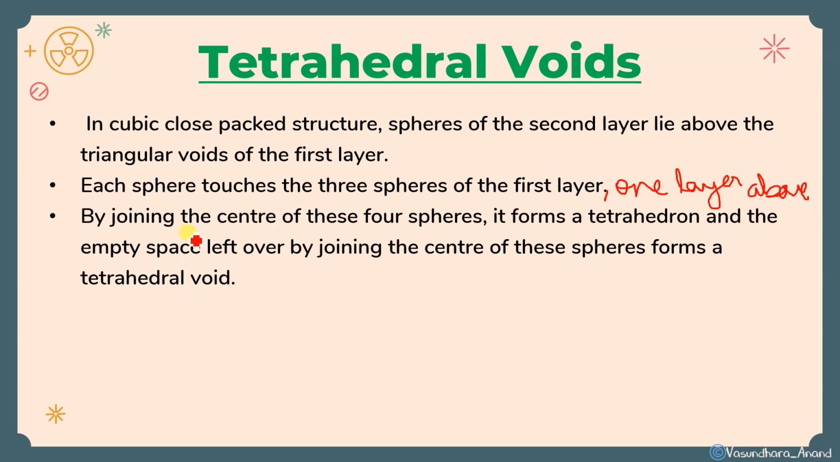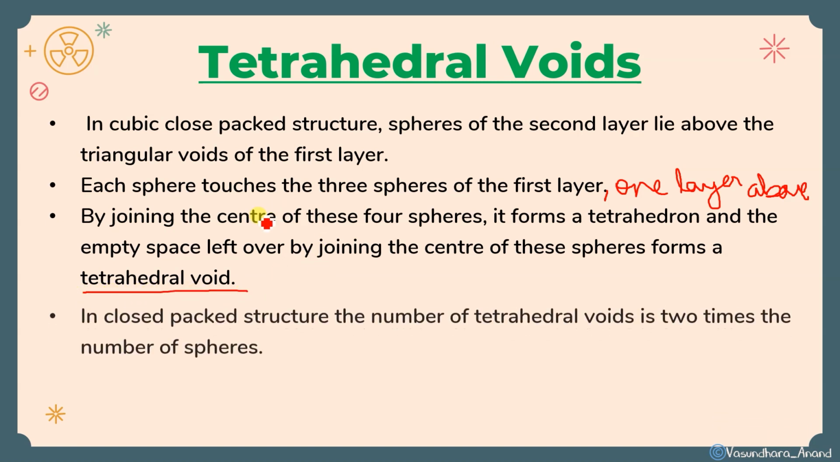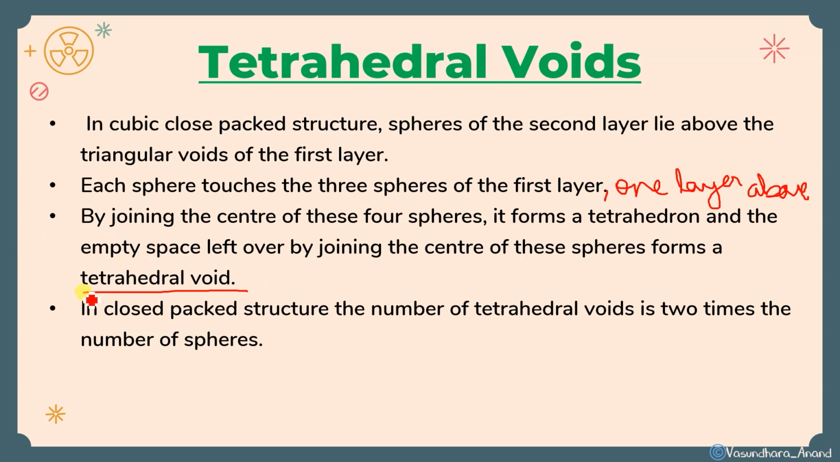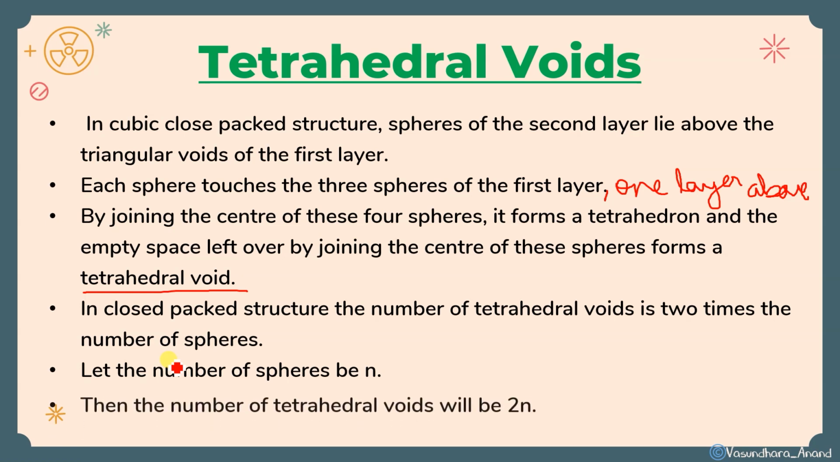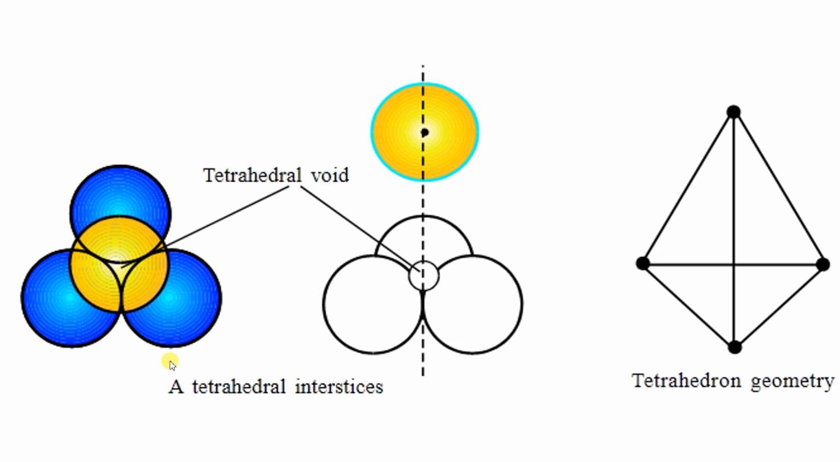By joining the centers of these four spheres, that means three in the same plane and one above that, it forms a tetrahedron, and the empty space left over by joining the centers of these spheres forms a tetrahedral void. So did you get that? Tetrahedral void, when will it form? Now, in the closed packed structure, the number of tetrahedral voids is 2 times the number of spheres. I have already explained that. So let the number of spheres be n, then tetrahedral voids will be 2n.